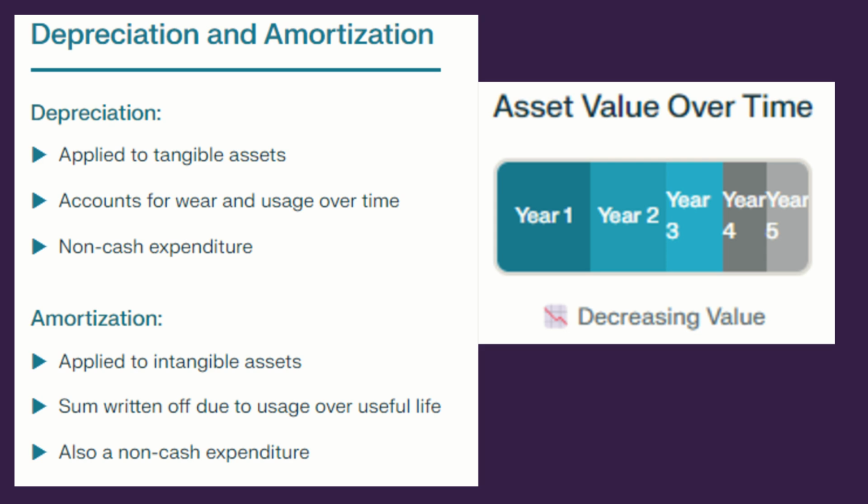Let's focus on 2 important concepts: depreciation and amortization. Depreciation is applied to tangible assets. Amortization is the sum written off from the intangible asset because of their usage over their useful life. Like depreciation, this is also a non-cash expenditure.